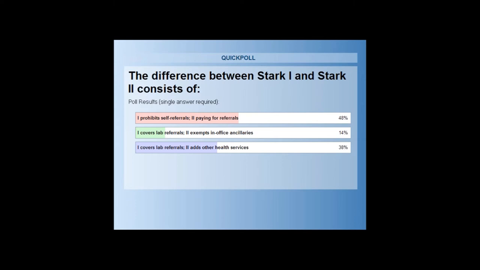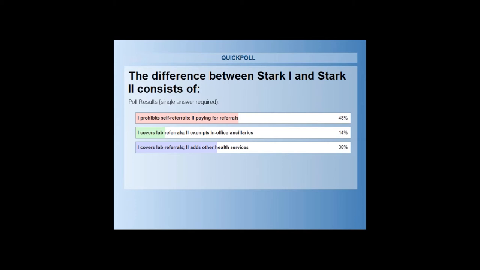More people than that answered A, though. Stark prohibits self-referral. Stark 2 paying for referrals. Really, that is the difference between Stark and the anti-kickback. So the reason A is not the right answer is that Stark prohibits self-referrals, period. That is correct, but the second part of it is not correct. Stark has nothing to do with paying for referrals. That's the anti-kickback law that doesn't allow you to pay for referrals.